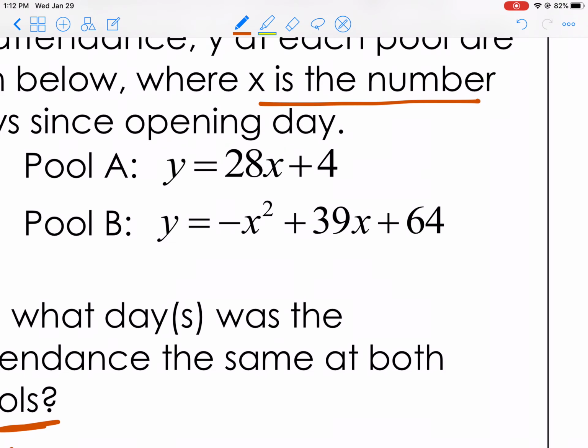Okay, so on this one, what I might do is multiply this by negative 1 and then add the two equations together. And then this is a quadratic, so you're probably going to need to factor to solve it. If you do multiply by negative 1 and then add the equations, you'll have 0 equals x squared, and then you'd have negative 39 plus 28, which is negative 11. And then you'd have negative 64 plus 4, that would be negative 60.